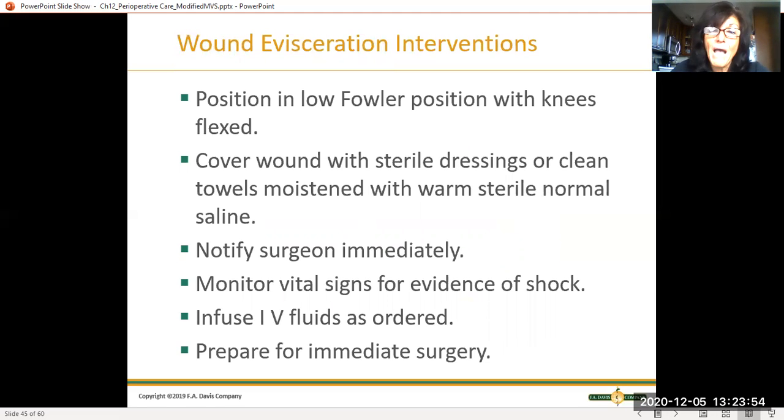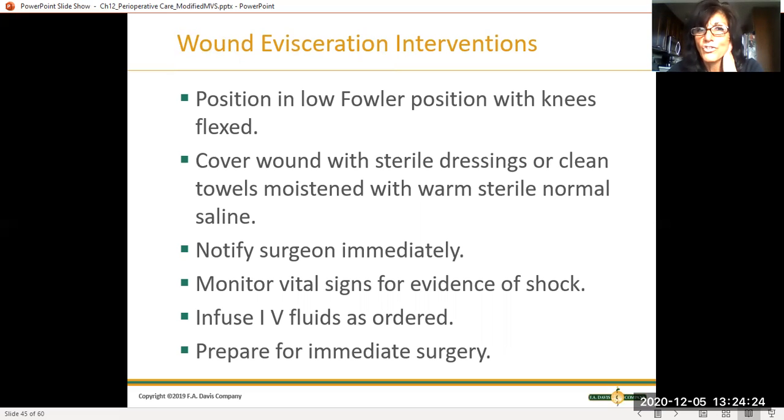You want to get them in a low Fowler position with their knees flexed, and you want to cover that wound with sterile dressings, or at least as clean as you can, that are moistened with normal saline, okay? You got to keep it wet. You got to call the surgeon immediately, monitor their vital signs to make sure they're not losing blood or in shock, IV fluids, and they're getting right back into surgery to put their intestines back and close that incision back up, okay?